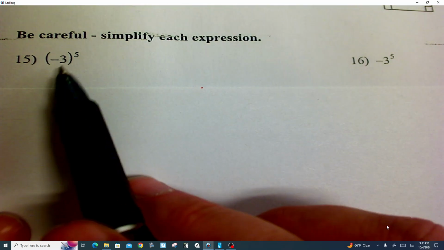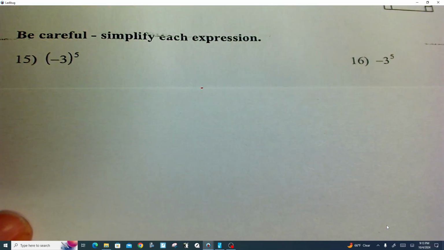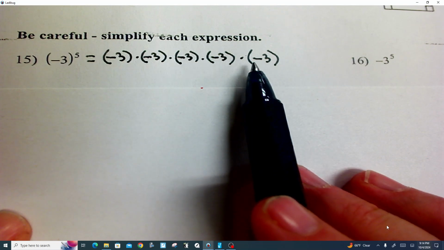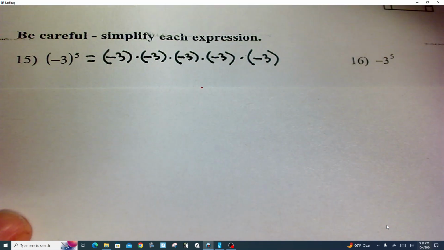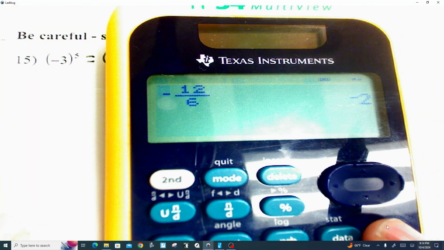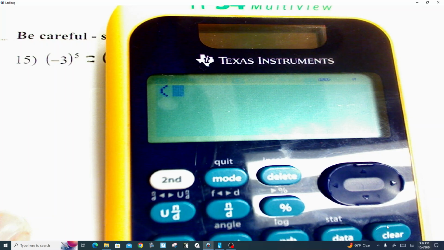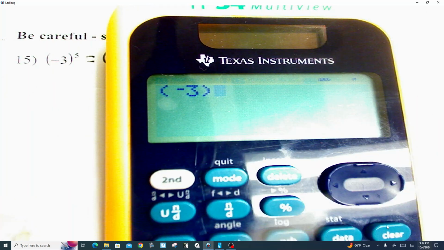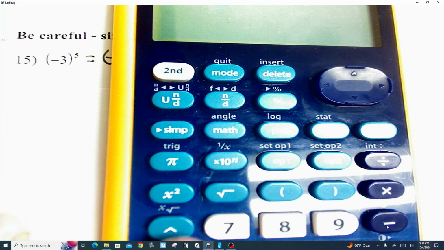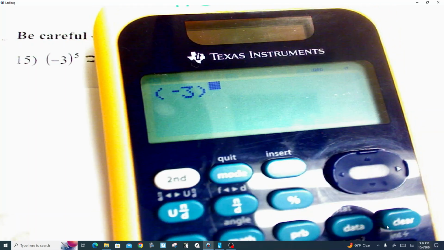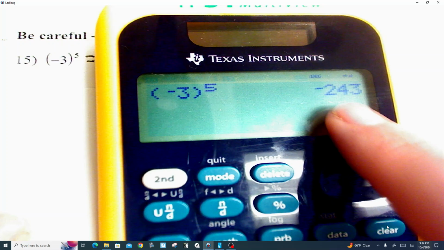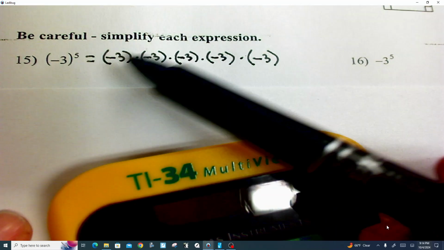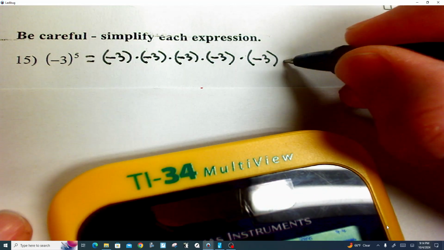Be careful with these. This is -3 to the 5th power, so that means that we have 5 -3's multiplying each other. You can also pull out your calculator, but you have to be very careful and actually use the parentheses the way it looks like on your problem. And then since your exponent's on the outside, that is when we hit our up arrow button right here. That's our exponent button. We can type in 5, and this does give us the correct answer of -243, in case you don't want to just do all the multiplication this way.